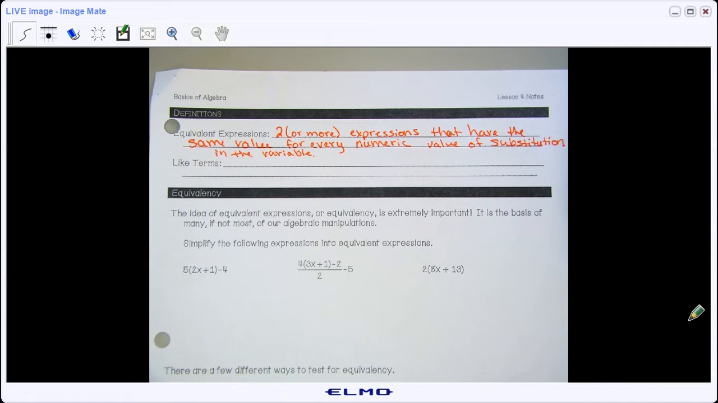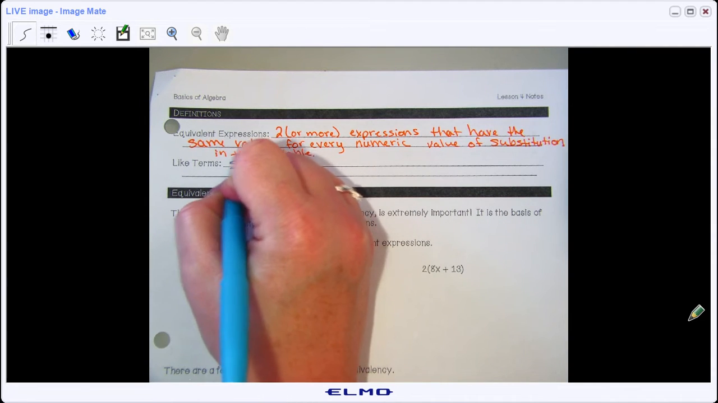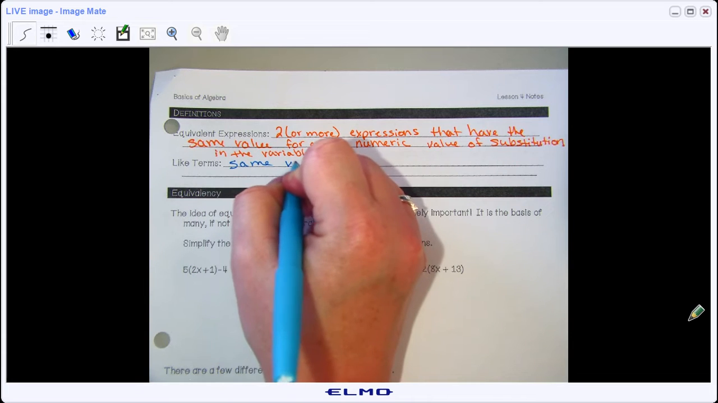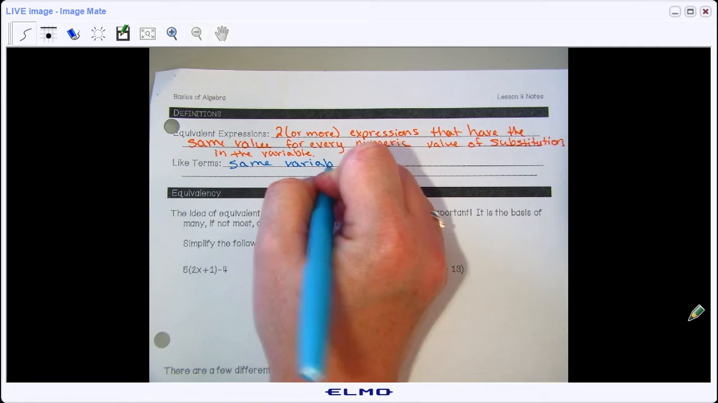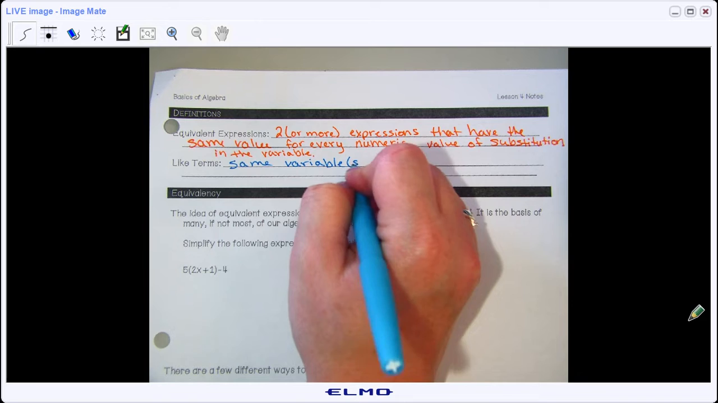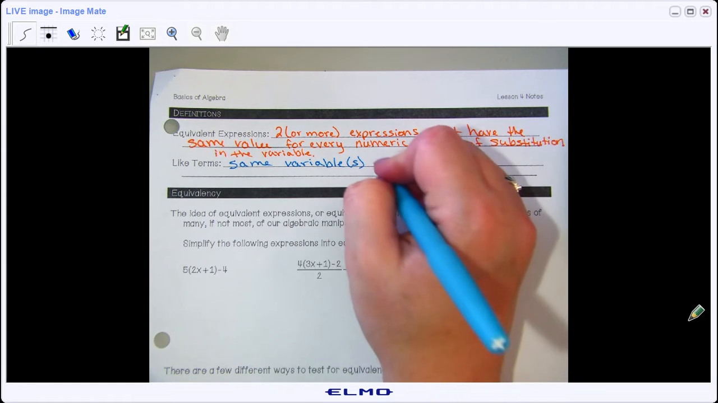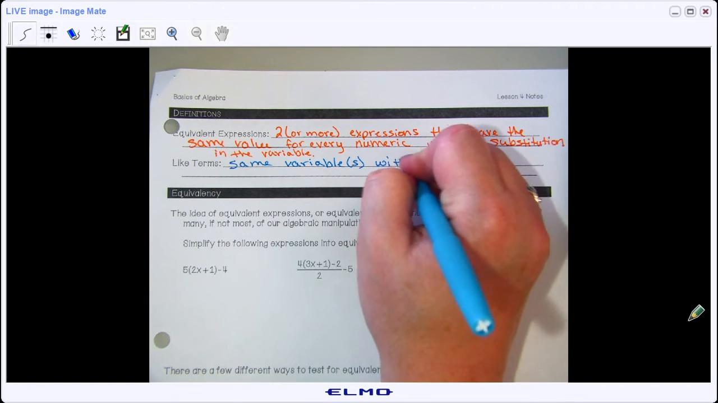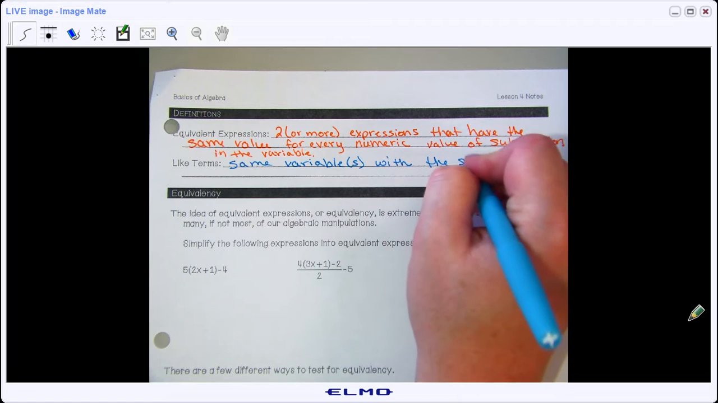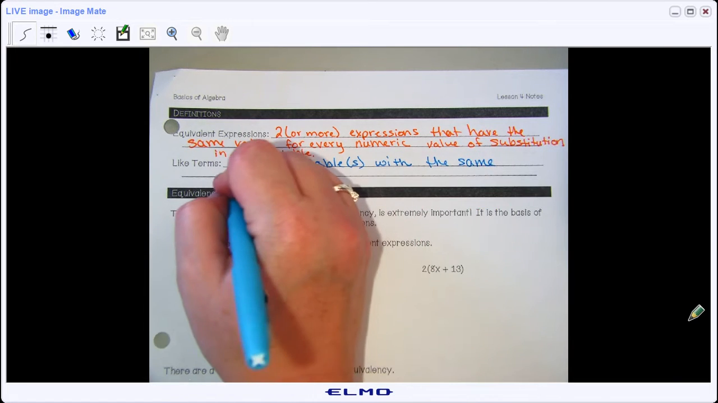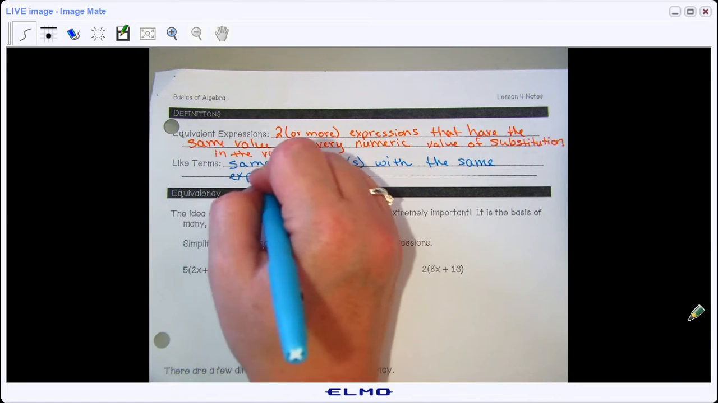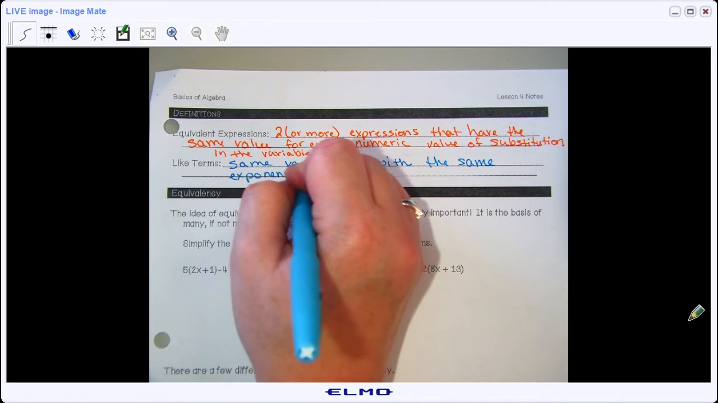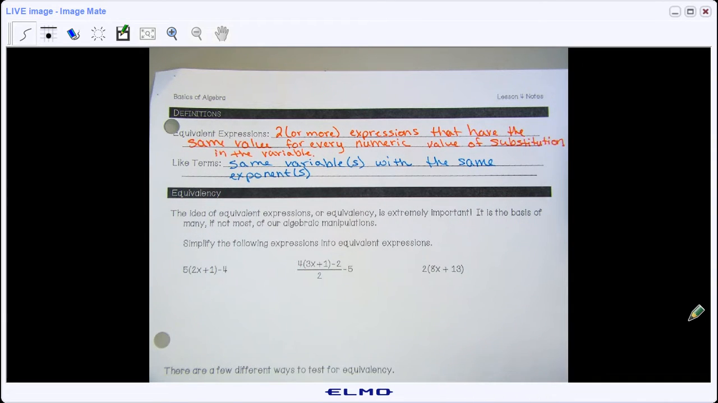So no matter what the number, it's always going to be the same. And so like terms means that they have the same variables, or variables, I should say, with the same exponent or exponents. So like terms means it's the same variables, same exponents. So that is what we will be working with today.